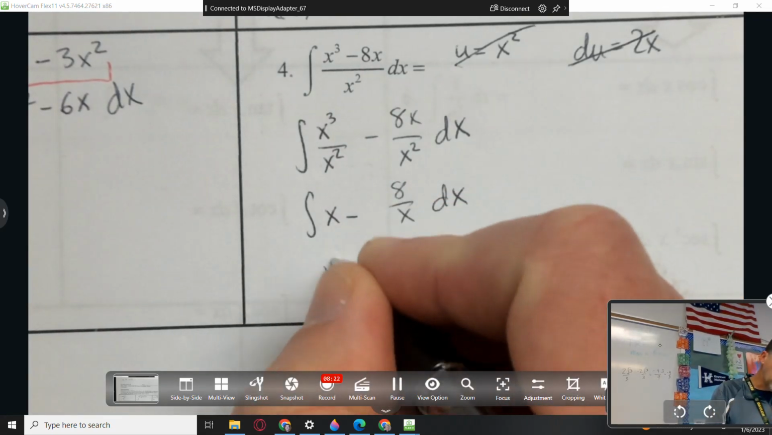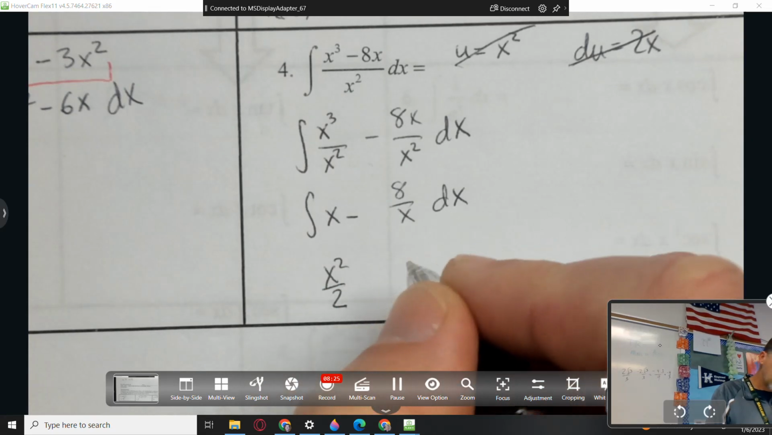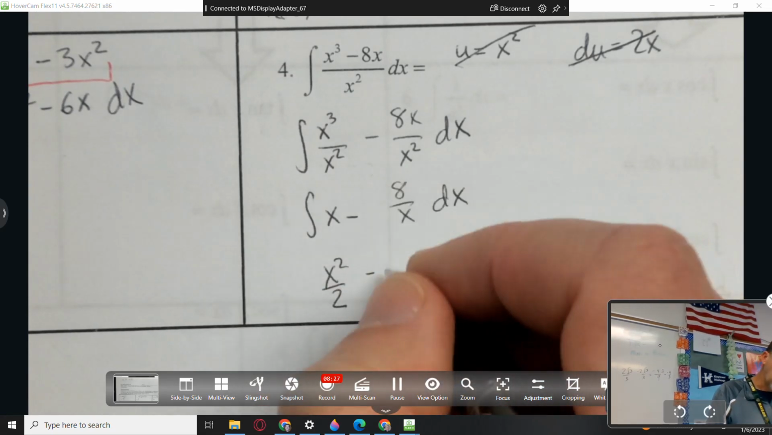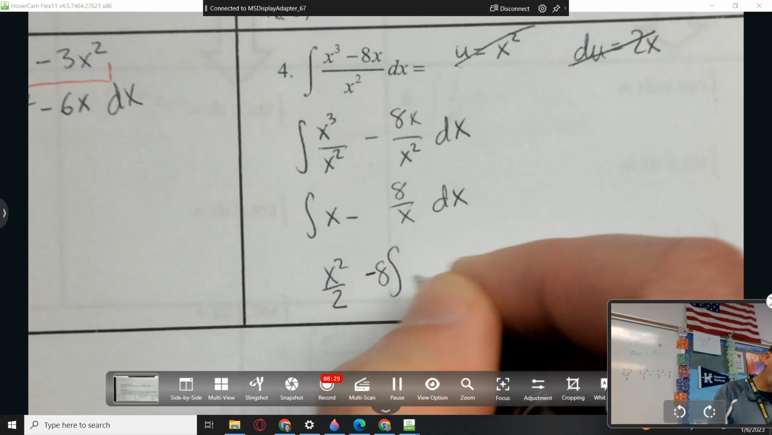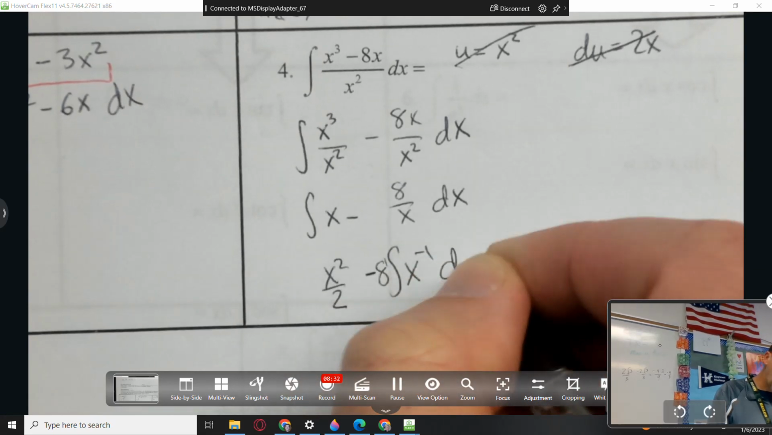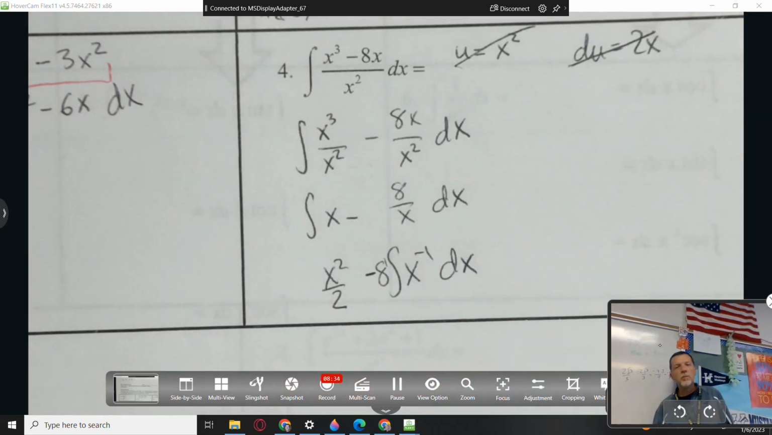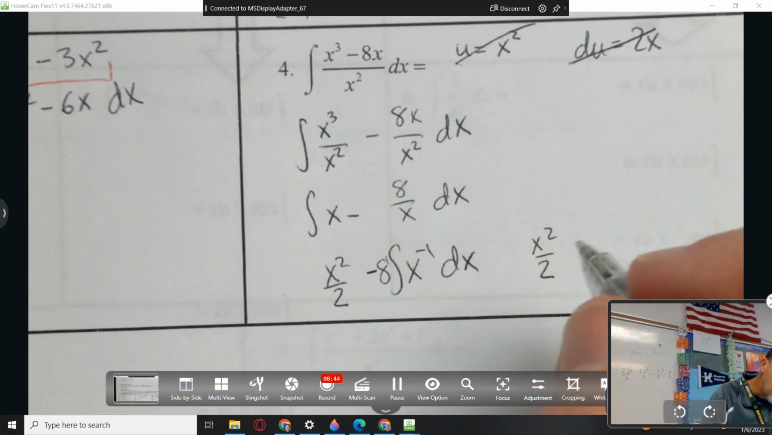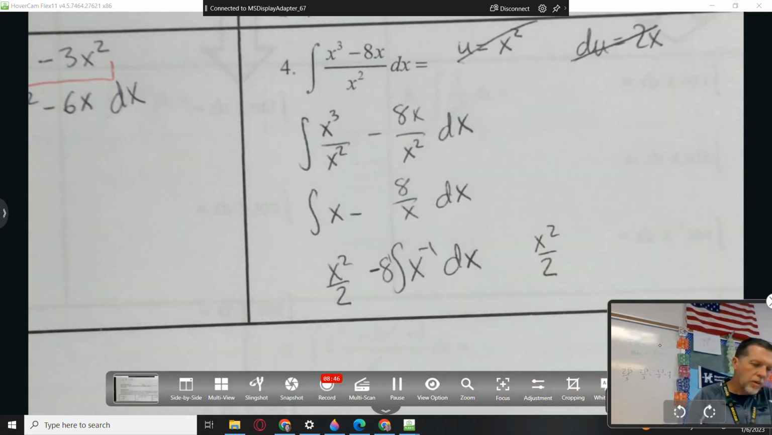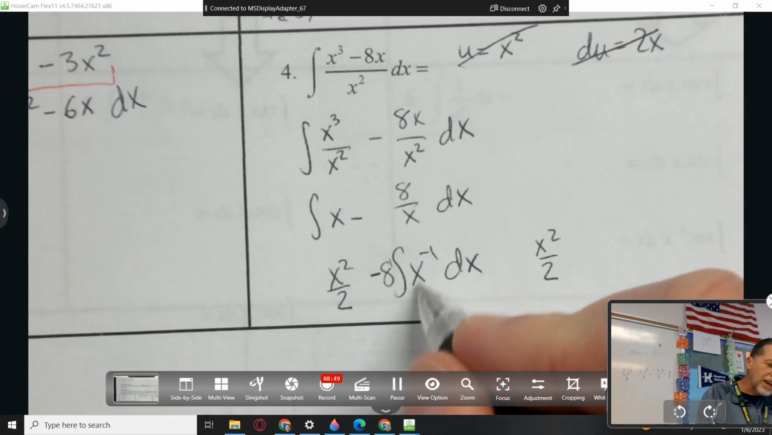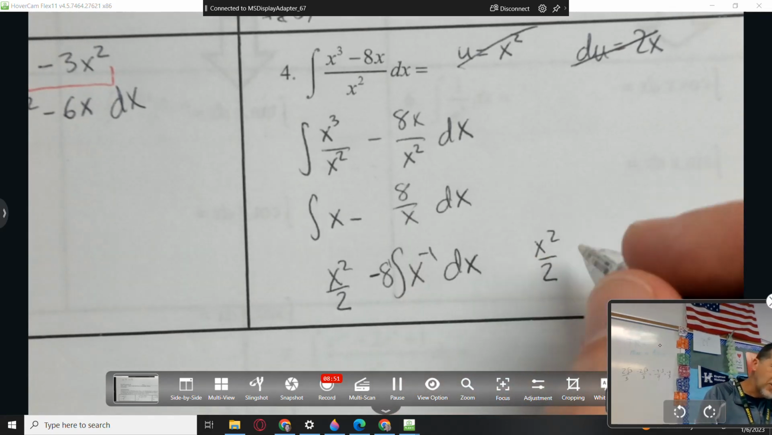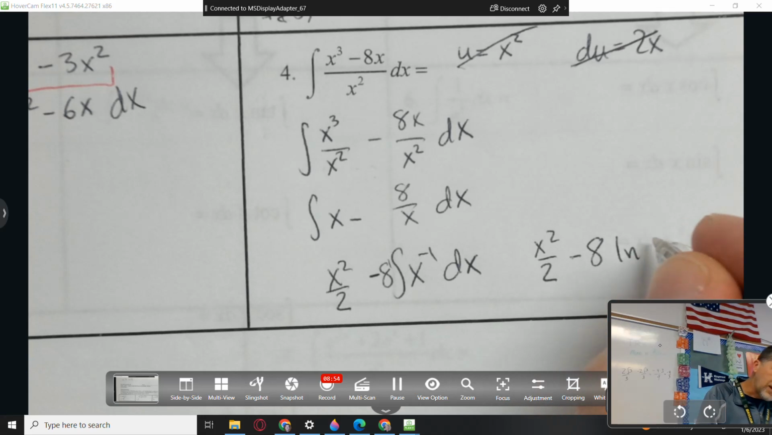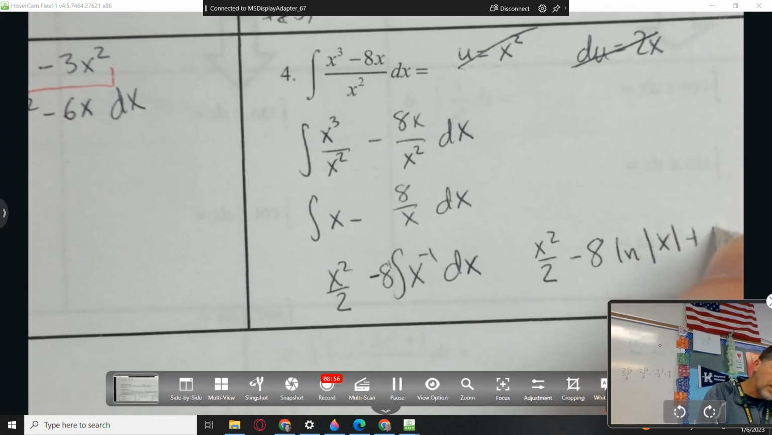So that would be x squared over 2. Uh-oh, this one's going to take a little bit more work. Maybe I need to slow down on this one. I'm going to rewrite it as x to the negative 1, because if I don't, I'll probably mess up the power rule. Yeah, but then that's when you have to do u sub. Right? Wait, I don't need to do that. X to the negative 1, that's 1 over x, that's the natural log. So minus 8 natural log absolute value of x plus c.